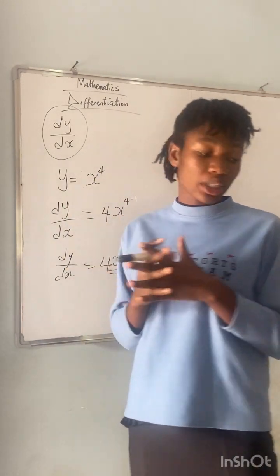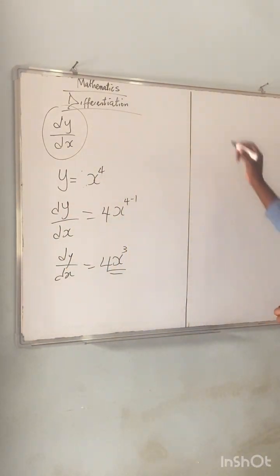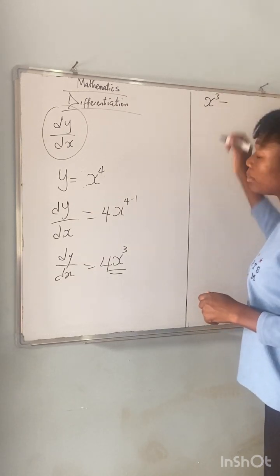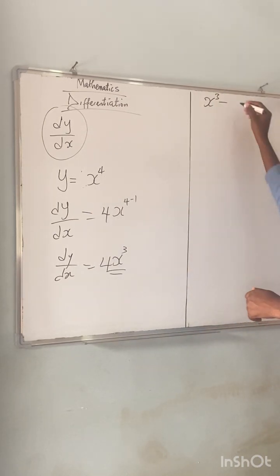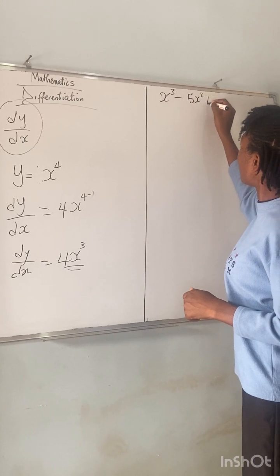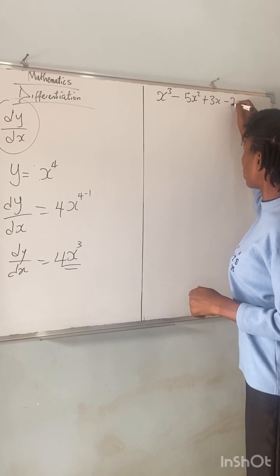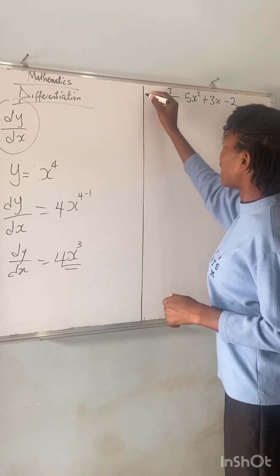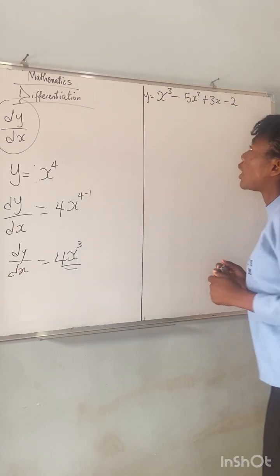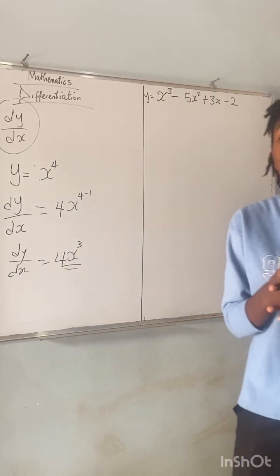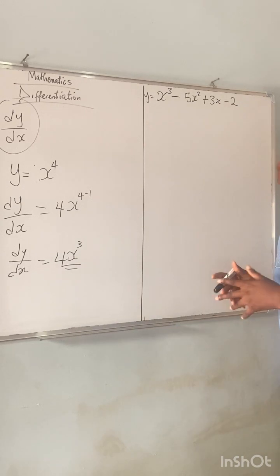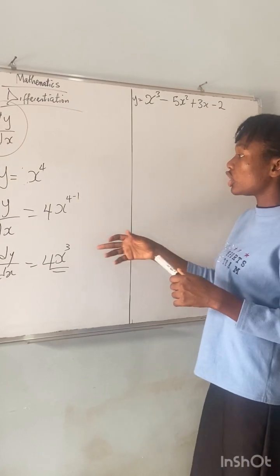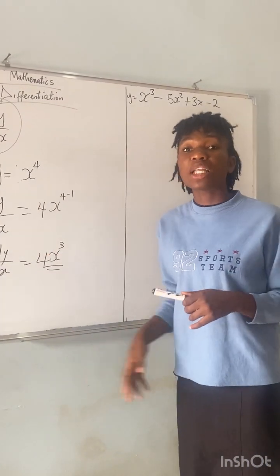So I'm going to show you another example. We have that y is equal to x raised to power 3 minus 5x squared plus 3x minus 2. This is our y, and we are asked to differentiate y with respect to x. Like I said, what we just do is multiply and then reduce 1 from the power.